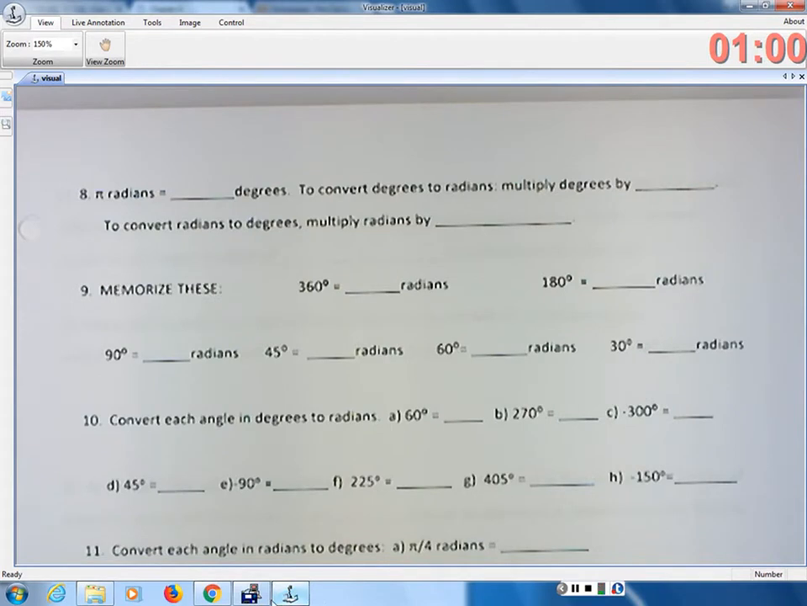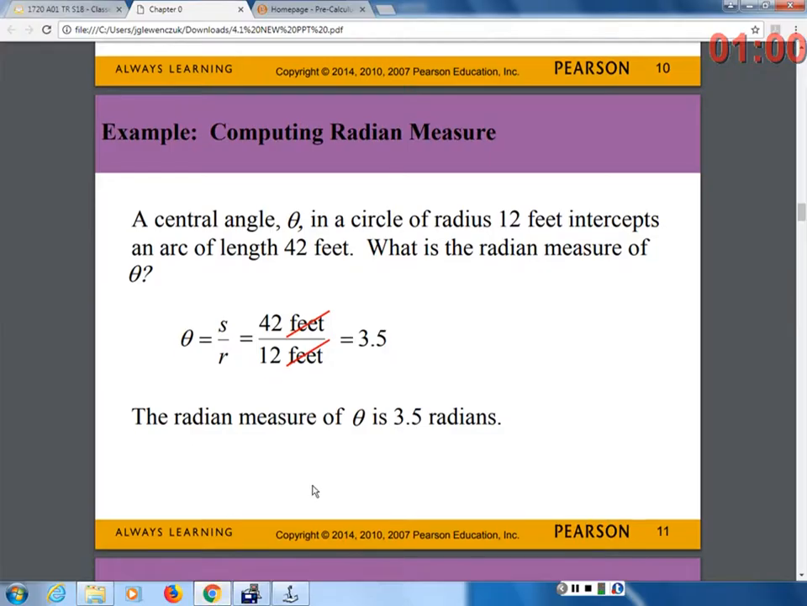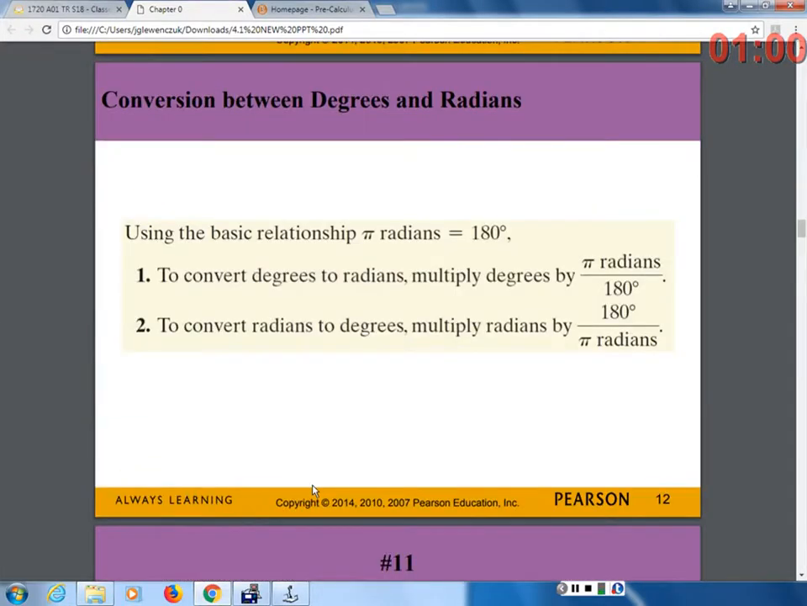All right, pi radians, well, I might have a slide on it. Oh, okay. So that's the slide. Pi radians equals 180 degrees.